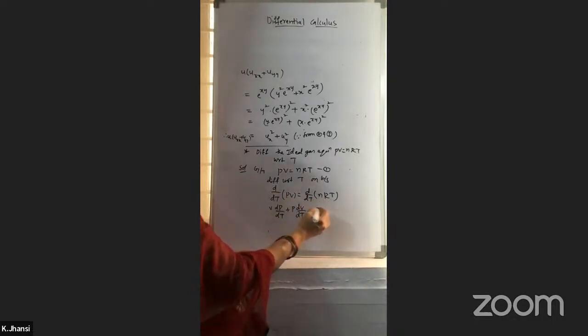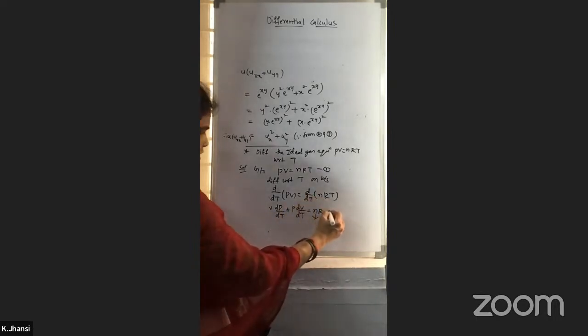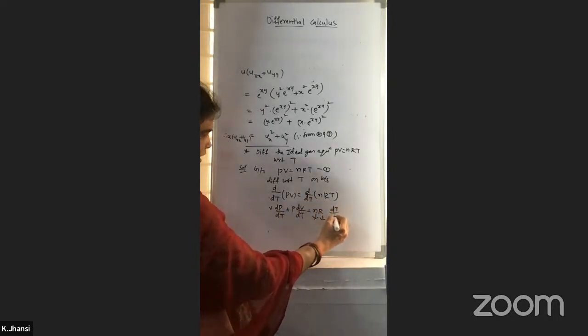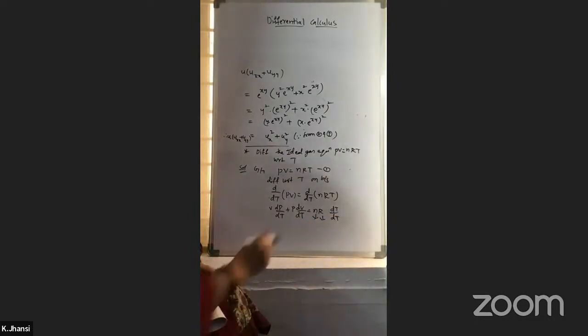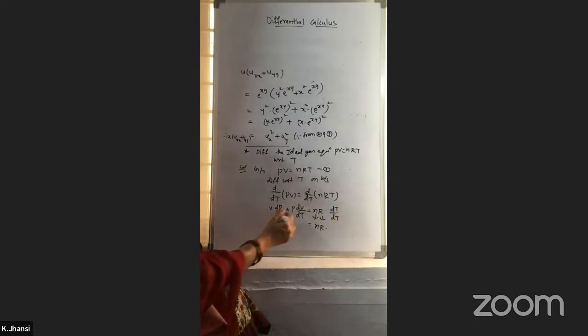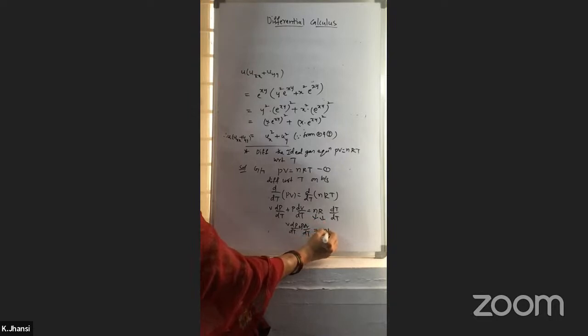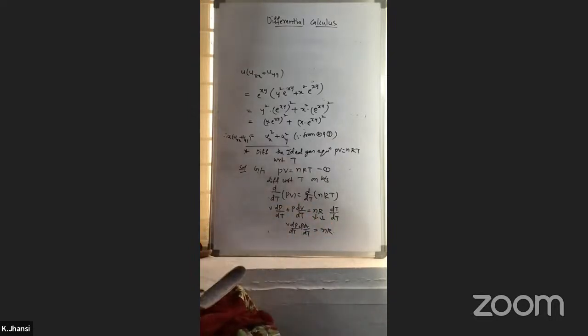These two are constant terms: n is the number of moles and R is the universal gas constant. If you take them outside, we get d by dt of t, and dt by dt value is 1. So you will get nR into 1. So V into dP by dt plus P into dV by dt is equal to nR. This is the differentiation of the ideal gas equation PV equals nRT.